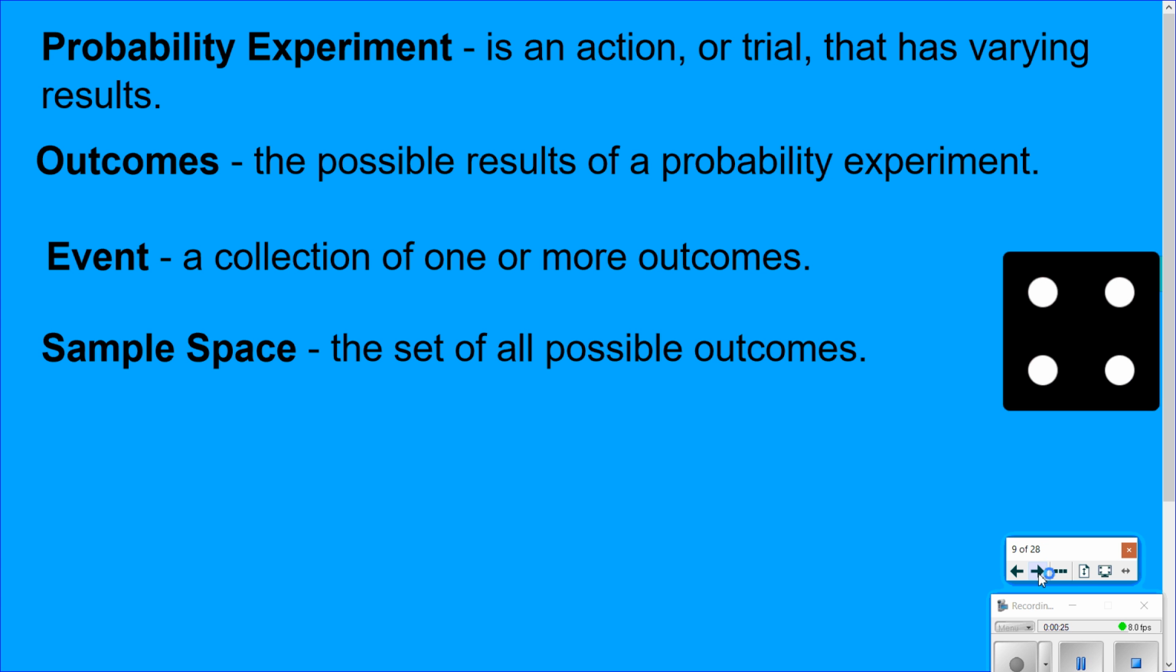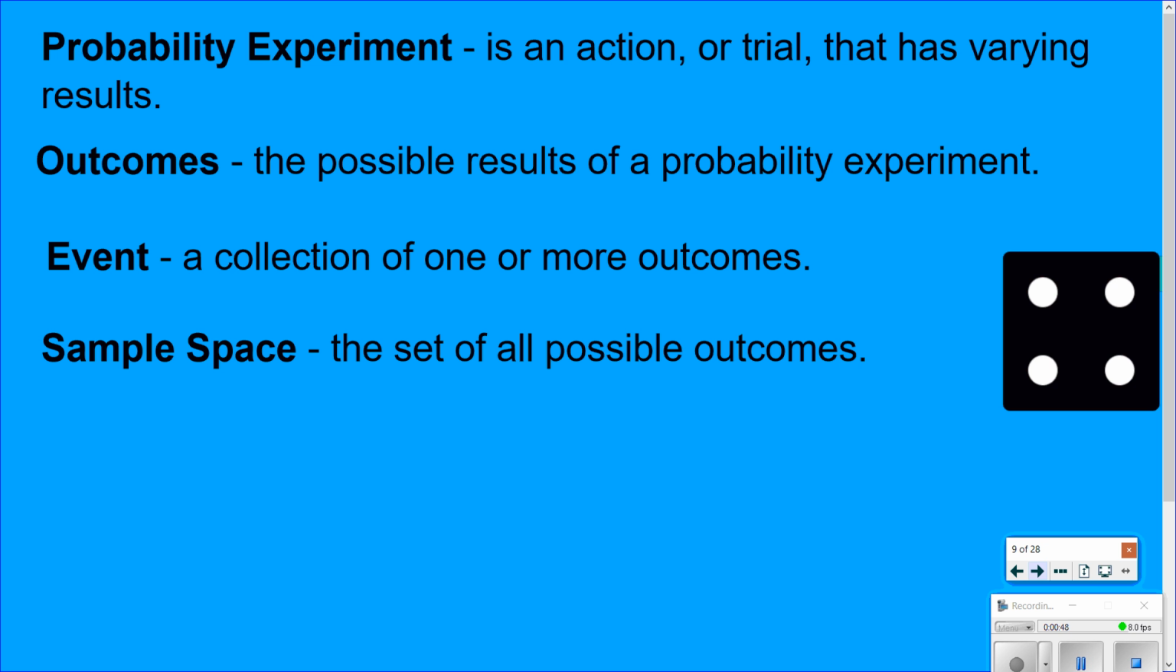There's going to be lots of definitions here. So at any point, if you need to pause it, you can pause it and write these down. There's a lot of vocabulary that you need to know with probability. The first one is the probability experiment. It's simply an action or a trial that has varying results. For example, I can roll that dice, right? There are different results or outcomes.